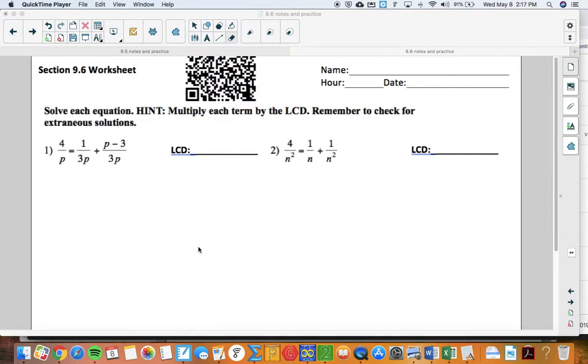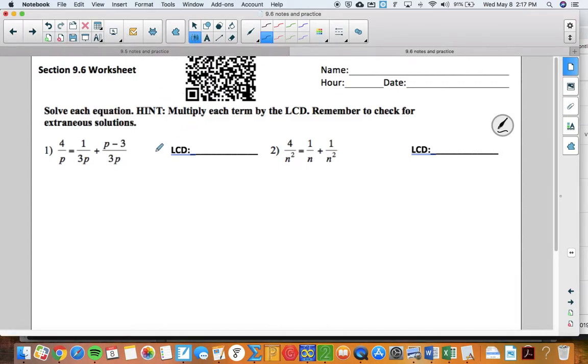Hey folks, let's solve some rational equations. First step, since I see fractions, is going to be to get rid of the fractions by creating a common denominator. So we are going to look for a common denominator. So 3p will be a common denominator.